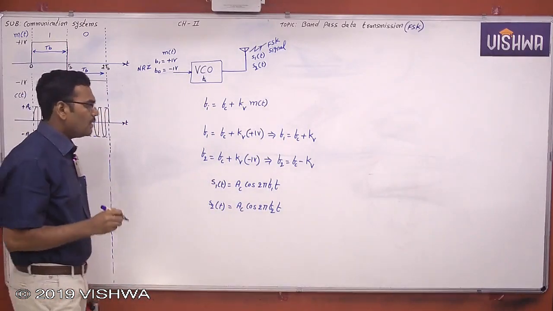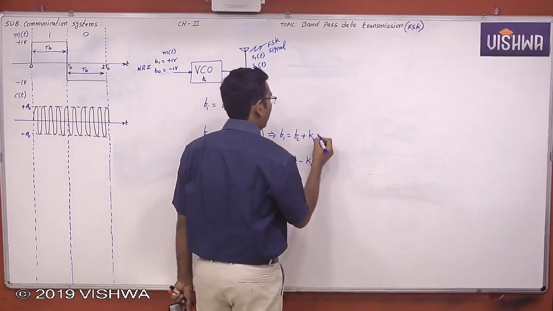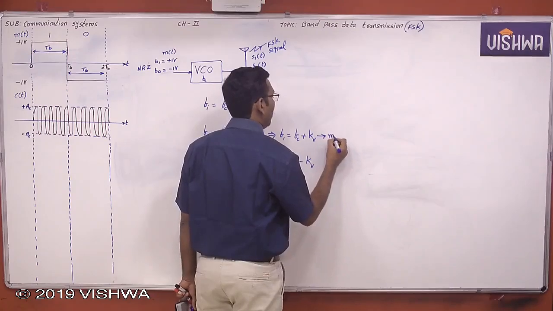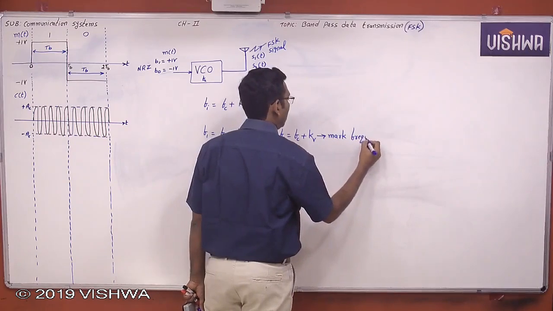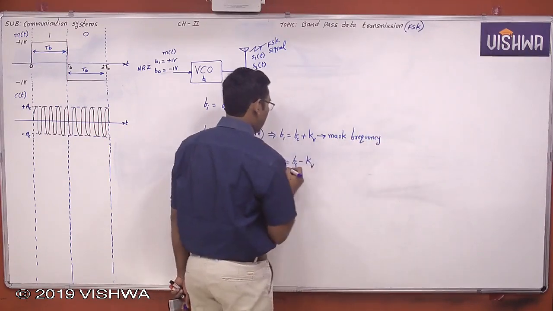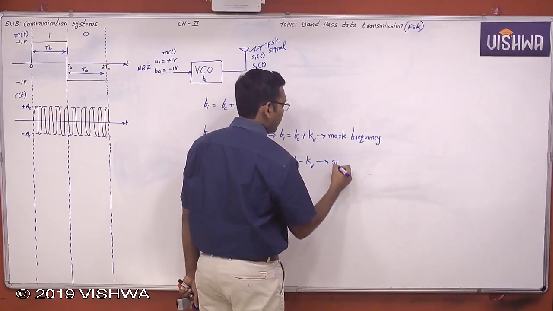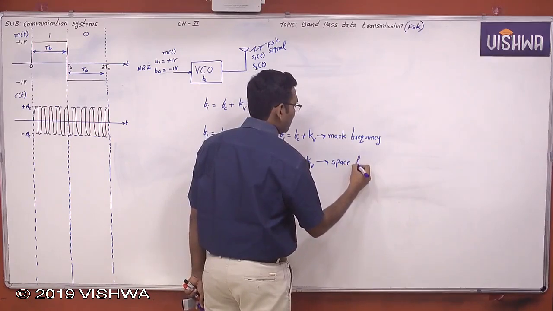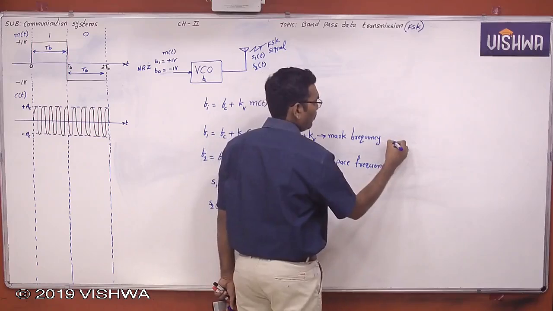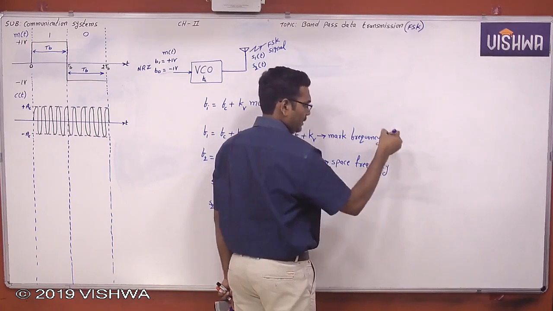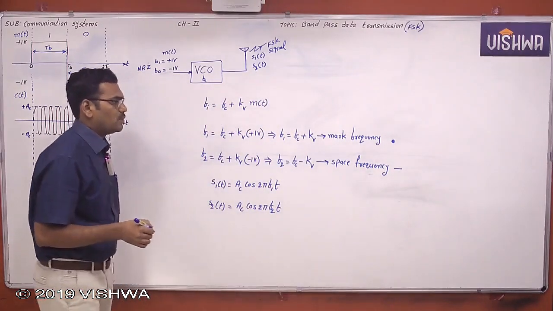Now this F1, which is Fc plus Kv, is called the mark frequency. And this is Fc minus Kv, the low frequency compared with mark. Therefore this is called the space frequency. This is the mark symbol, and this is the space symbol.